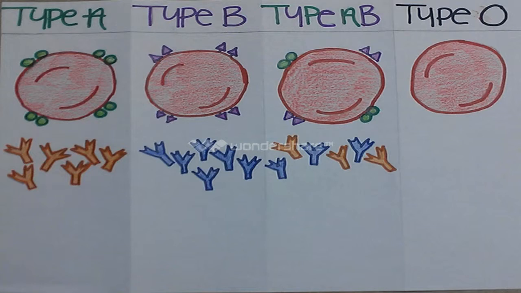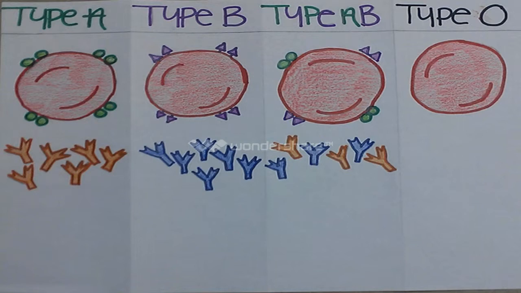For example, in type A blood, the surface antigen presented is A, which means your plasma contains anti-B antibodies, which will attack type B surface antigens. For type B, the surface antigen is B, which means plasma contains anti-A antibodies, which will attack type A surface antigens.